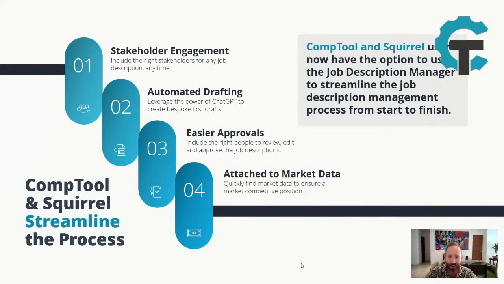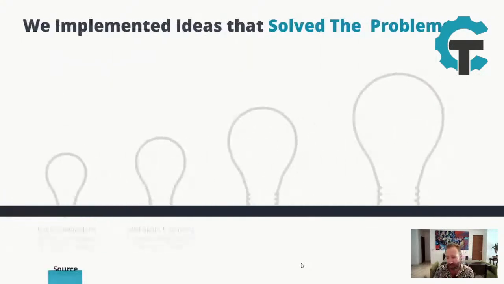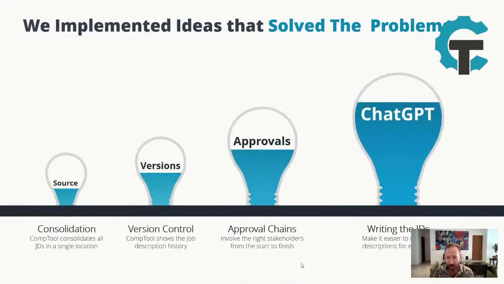We found that it would be easy. We could make the approvals process easy, and we found that we can attach market data to those jobs to make life a little bit easier as you're going through and connecting your jobs to your market data. So the problems we solved: we've consolidated things, we've managed version control, we manage your approval chains, and now we're writing the job description drafts for you.